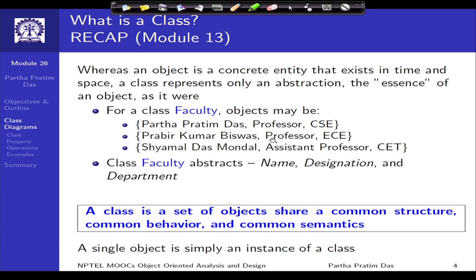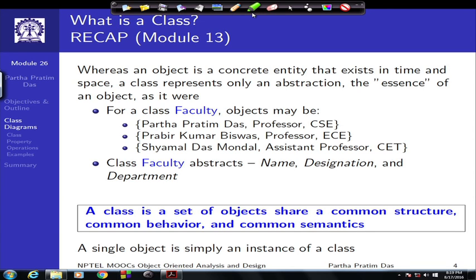So, before we get started, let us quickly recap what a class is. We have discussed the concept of class and objects at length. A class represents the generic footprint or the generic layout of objects, the concrete entities that exist as objects. We had seen that for a class like faculty, these could be the object instances, and the class as an abstract will have different properties or attributes that define this class.